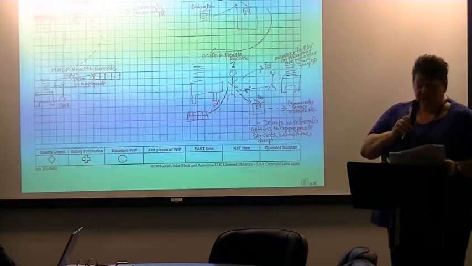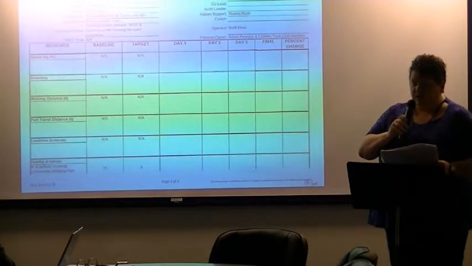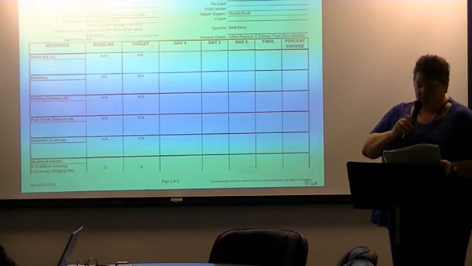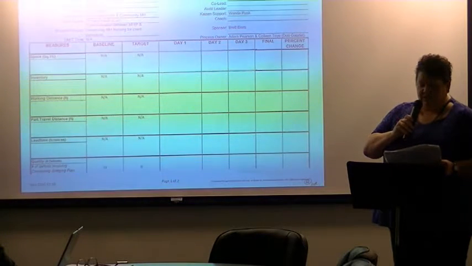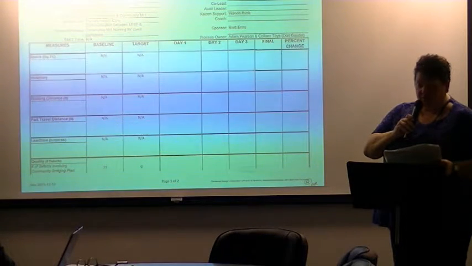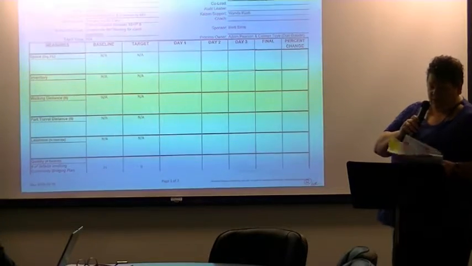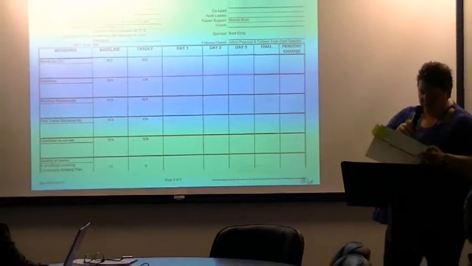Our target progress sheet, because we really were looking at those defects in communication, that's what we set our defects as being: the number of defects involving the community bridging plan. And so we started with 21, and the goal would definitely be 0.